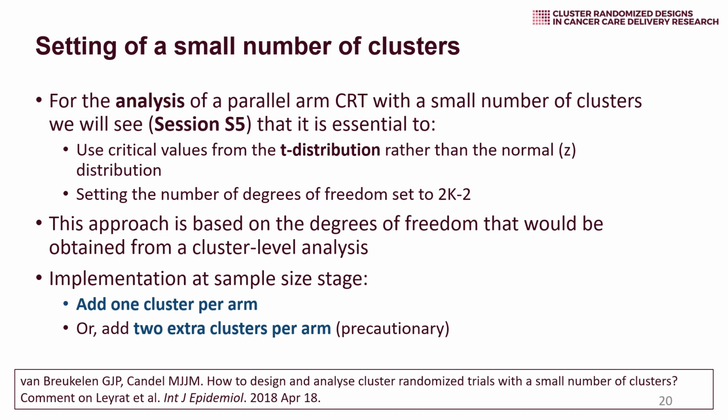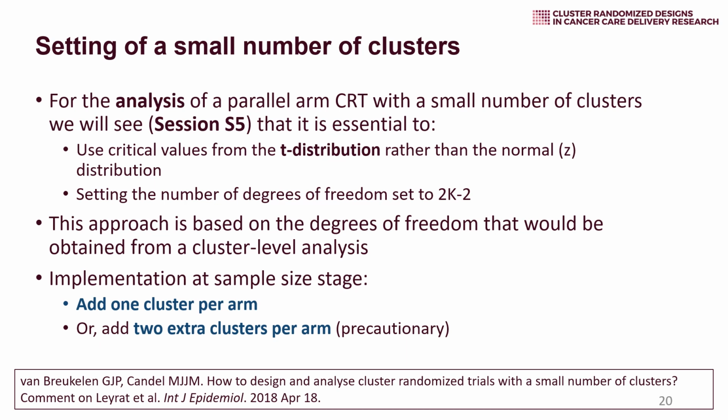The other thing to be mindful of is a setting when we are working with only a small number of clusters. So in a parallel arm cluster randomized trial with a small number of clusters, we should use critical values from the t distribution rather than from the z distribution. Now in our power calculations, this means that we have to set the degrees of freedom of the t distribution to 2k minus 2. And this approach is based on the assumption that these are the degrees of freedom that would be obtained if we carried out what is known as a cluster-level analysis.